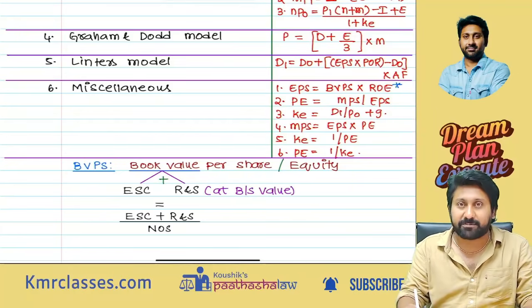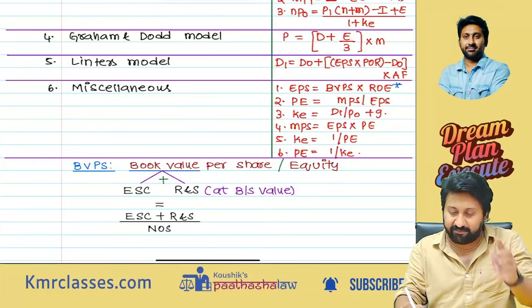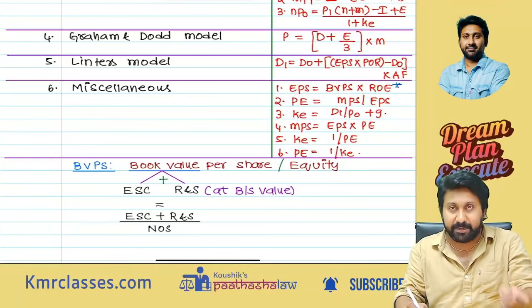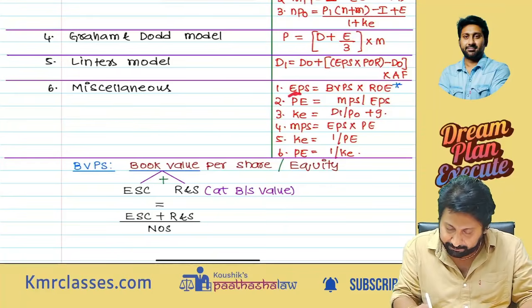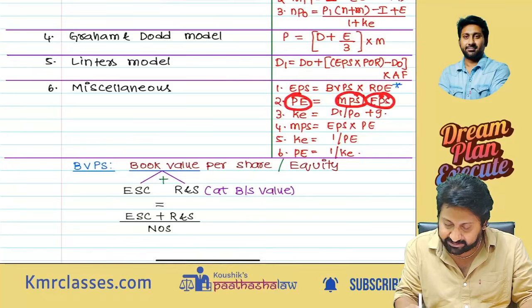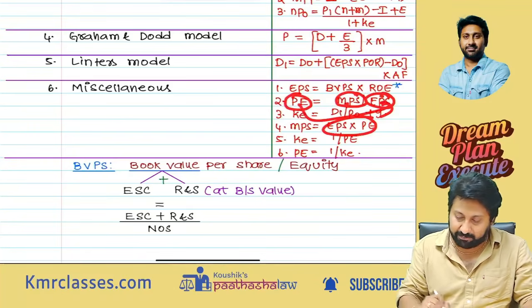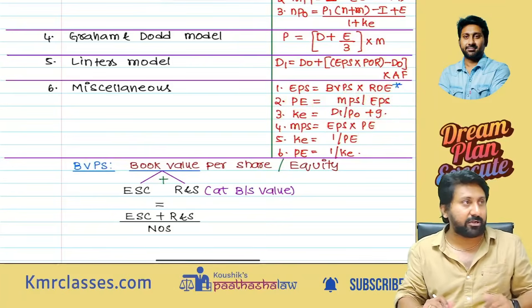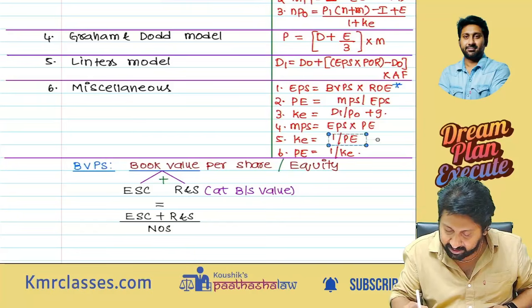PE is MPS by EPS. KE is D1 by P naught plus G. MPS is EPS into PE ratio. PE is MPS by EPS, so MPS means P into EPS. That's it. KE is 1 by PE, and PE is 1 by K. Like that you can also calculate. These are some important formulae in the chapter called dividends.